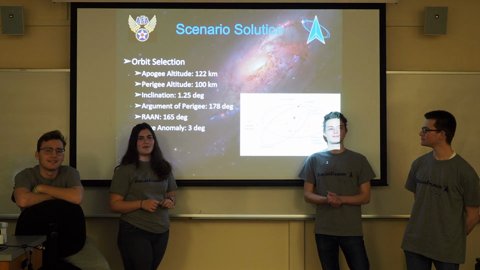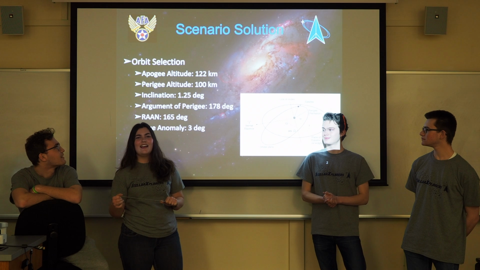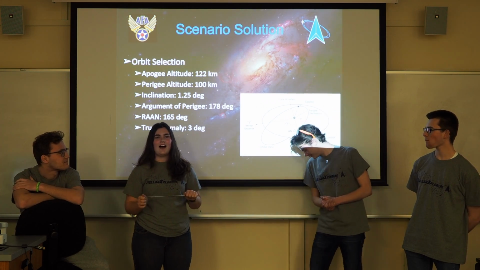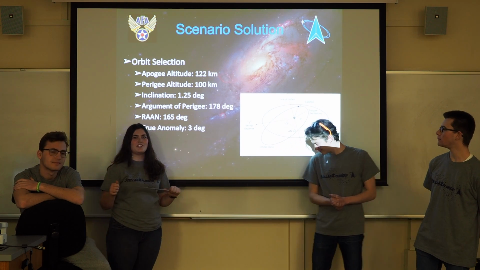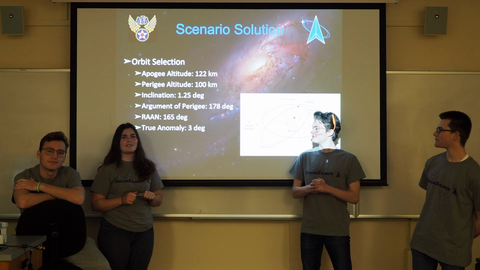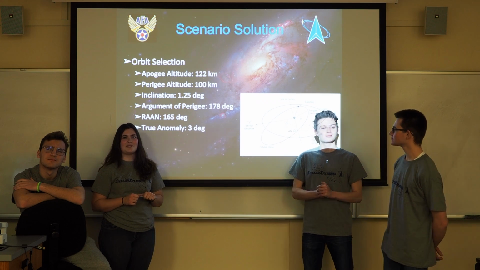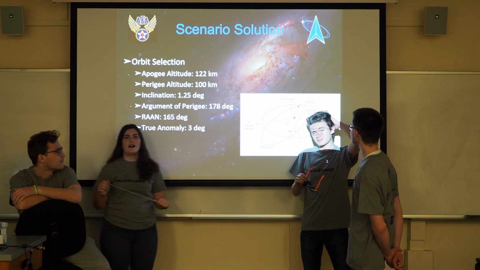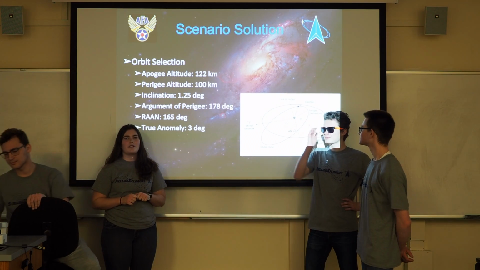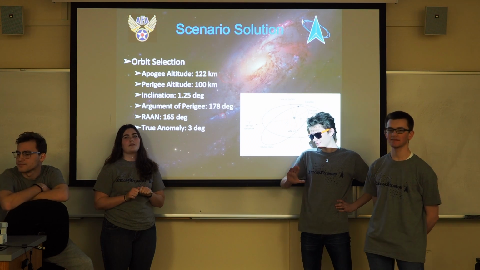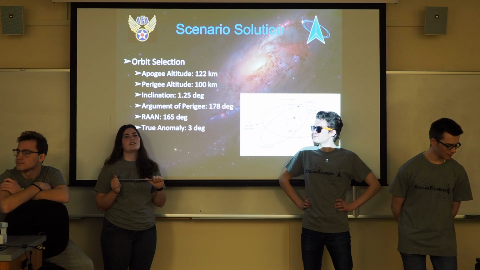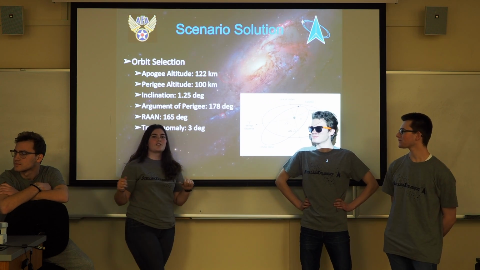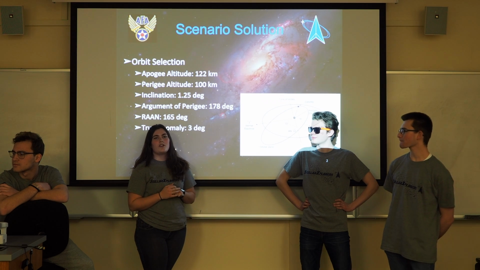Oh. Yeah, so my name is Soretta Gladson, and I will be telling you the orbit that we selected. We selected an apogee of 122 kilometers and a perigee of 100 kilometers. Our inclination is 1.25 degrees. Our argument of perigee was 178 degrees. Our RAAN was 165 degrees. And our true anomaly was 3 degrees. So, yeah.